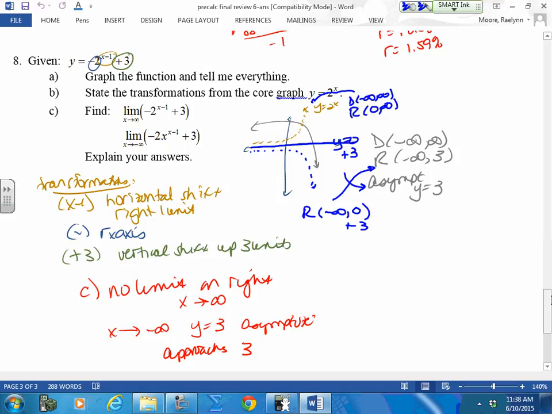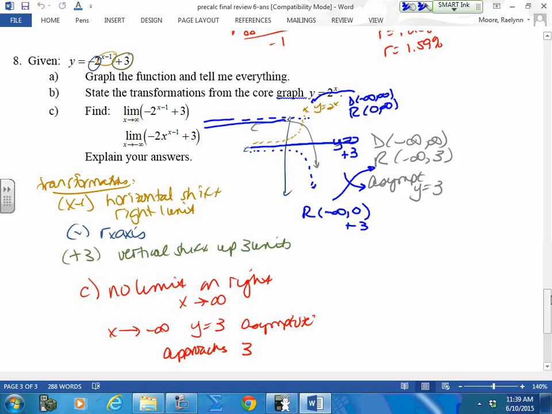What's that y line that's not letting that go any higher than that? Y is equal to 3, right? So eventually I'm approaching y equals 3, but never touching it as I go to negative infinity. This is a good way to tie in your limits with this.